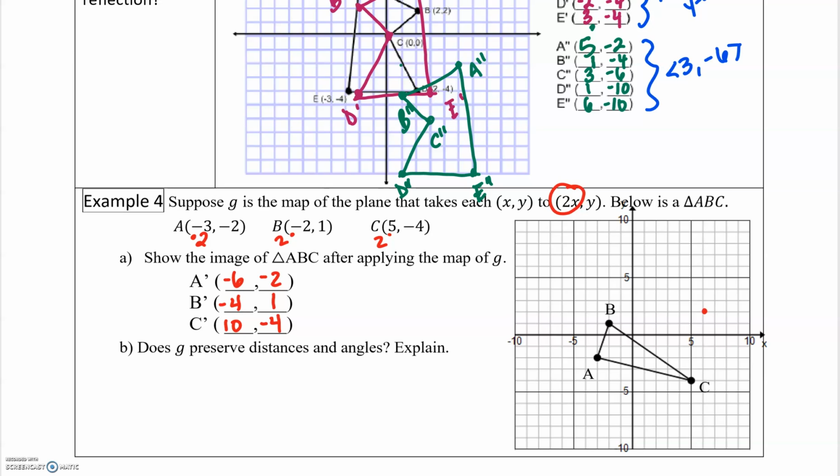So negative 6, negative 2. Let's fix that. So left 6 and down 2. There we go. And that's A prime. Negative 4, left 4 and up 1, B prime. And 10, negative 4 is C prime. So is this the same? And hopefully you're using a straight edge. Mine does not have that software in this. So you can definitely see that it did not. The triangle is not congruent to the pre-image.